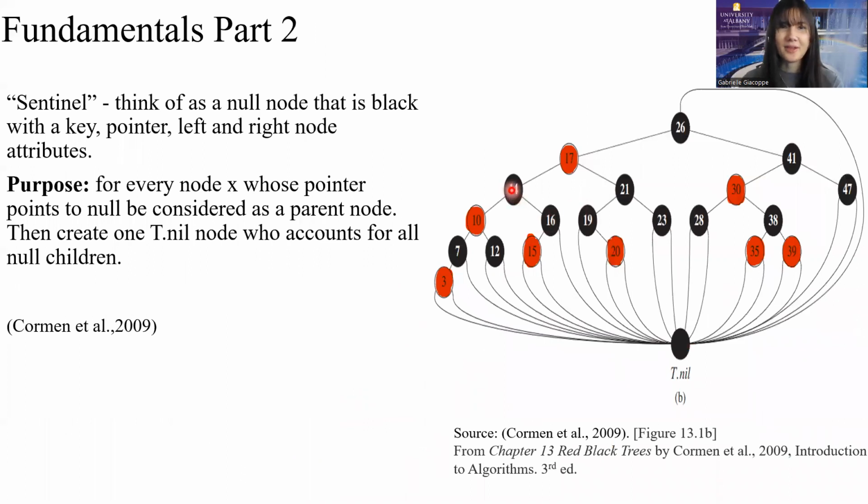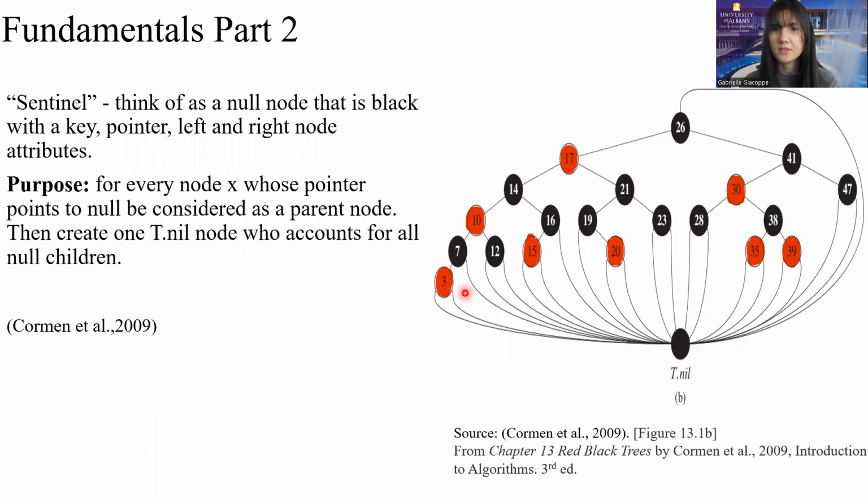We do have a new vocabulary word. It's called sentinel. You can think of sentinel as this T.nil on the bottom of the screen. Why we use it is because we want to consider every node that points to a null as the parent node. So 3 is a parent node of T.nil.